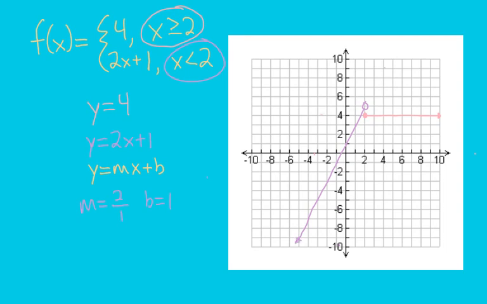And I forgot to put a little arrow here, which I like to do just to show that for sure that thing's going on forever to avoid any confusion. And there we go. We have graphed a piecewise function.